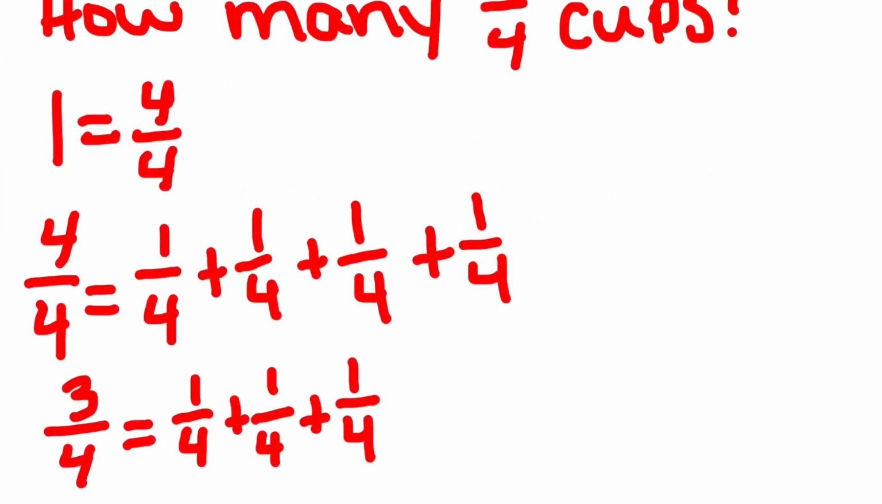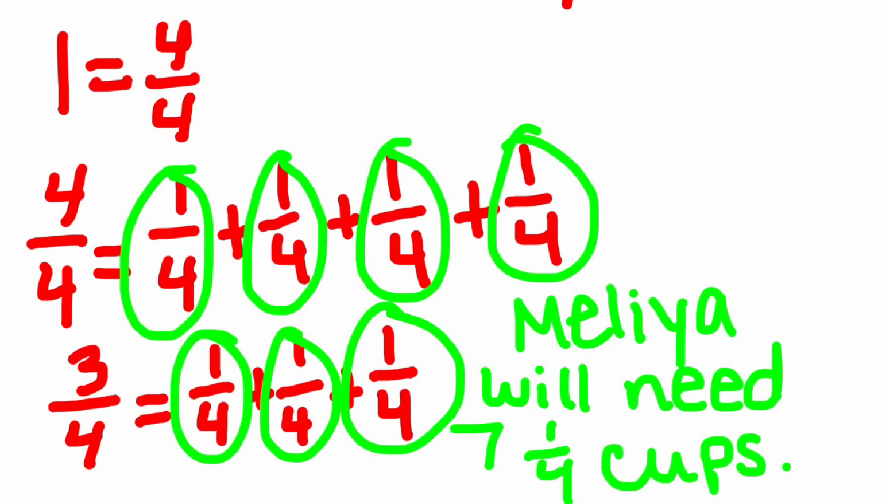So I know that 1 whole would be the same as 4/4. In other words, 4/4 is the same as 1/4 plus 1/4 plus 1/4 plus 1/4. And 3/4 would be the same as 1/4 plus 1/4 plus 1/4. So now I need to figure out how many of those 1/4 I have. As I count those up, Malia would need 7 1/4 cups.